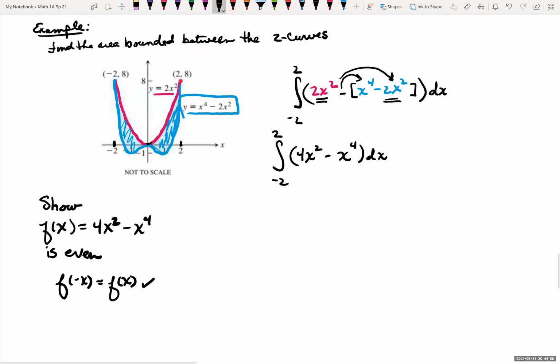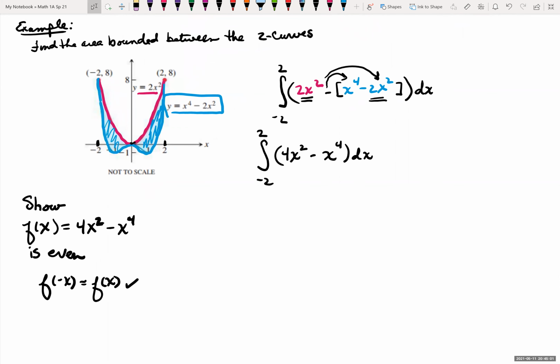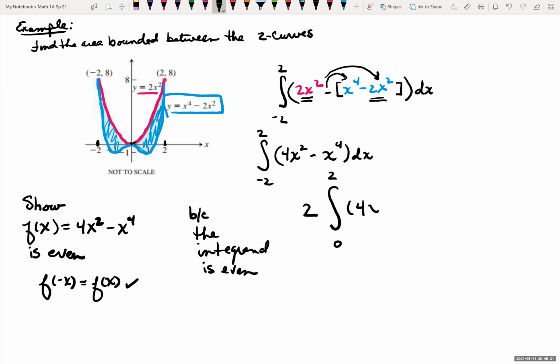So we could, if we wanted to, say because the integrand is even, this here is 2 times the integral from 0 to 2 of 4x squared minus x to the fourth dx. Either way, you don't have to do that. You could have just done it with our bounds from -2 to 2, and you'll get the same result. So let's go through here.